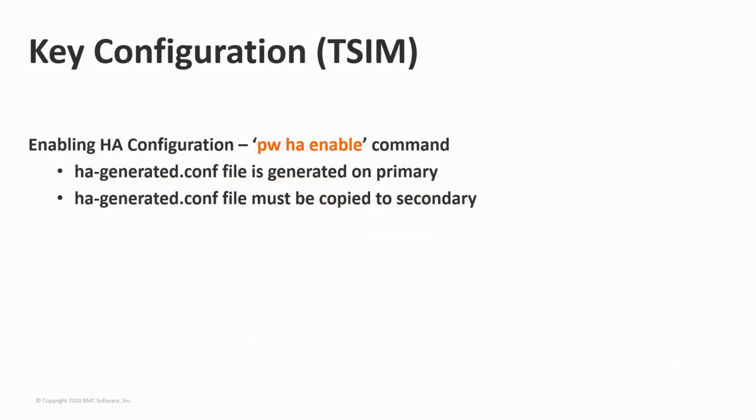The pw HA enable command is the only way to enable HA for TSIM. Once TSIM has been installed on both nodes, stop both the TSIMs and execute the command on the primary. It will create a file, ha-generated.conf, which will need to be copied to the secondary. Then on the secondary, execute the pw HA enable command with the standby option and the file option referencing the location of the ha-generated.conf file. The secondary will then be reconfigured.